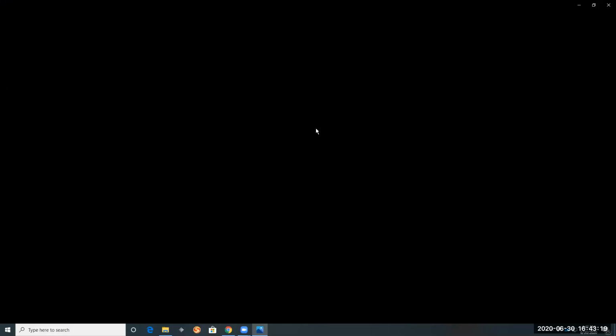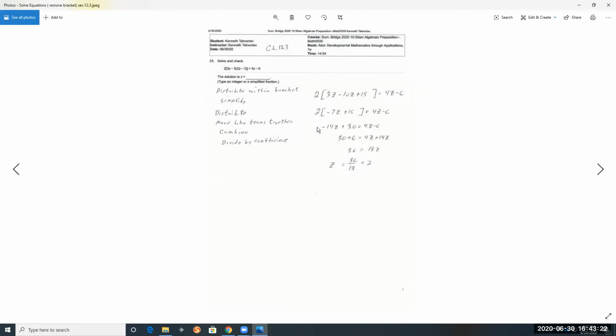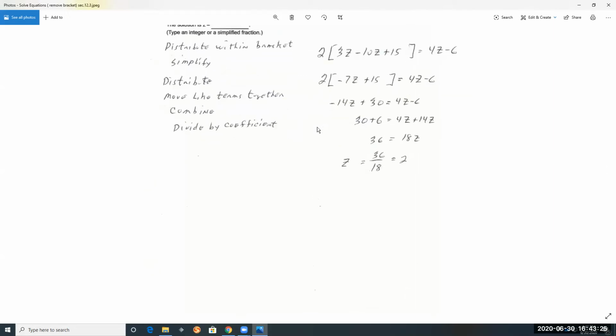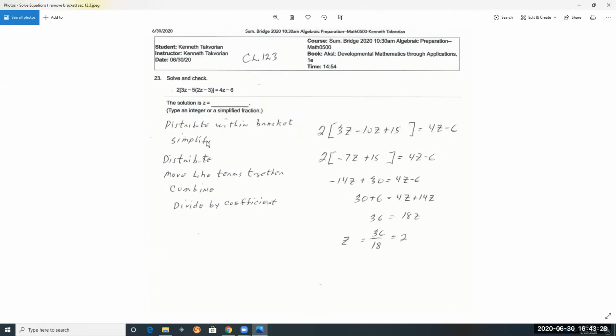Here we have a little bit more involved problem. It's a parentheses within a bracket. So we would like to distribute within the bracket first, right over here. So it's 2 bracket 3z minus 10z plus 15 close bracket equals 4z minus 6. Simplify within the bracket. So 3z minus 10z is minus 7z. Add 15. Next step is to distribute the 2. So we get minus 14z plus 30 is equal to 4z minus 6.